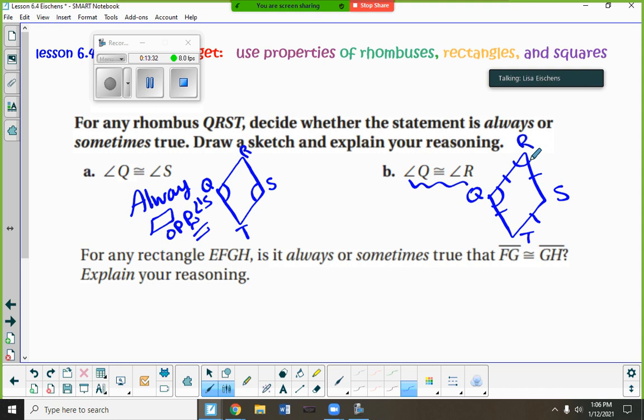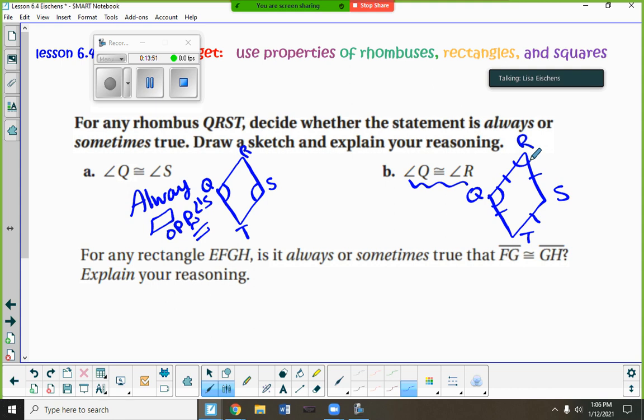So here's the deal, guys. In this case, if you had a rhombus that looked like what I'm showing you, this angle up here is very small. It's acute. The one next to it is obtuse. So in this case, no, that's not a true statement.